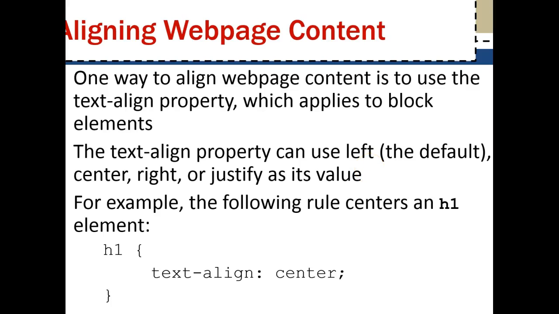So we are going to talk about aligning web page content. One way to align the content is to use the text-align property, which can apply to block elements. We use the text-align property to set the horizontal alignment for the lines of text in an element. The text-align property can use values such as left, center, right, or justify.